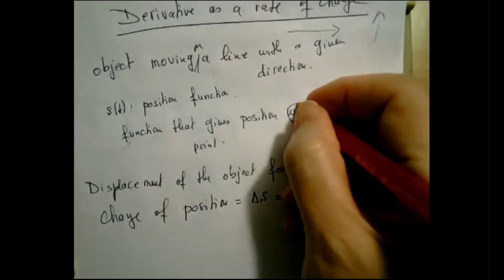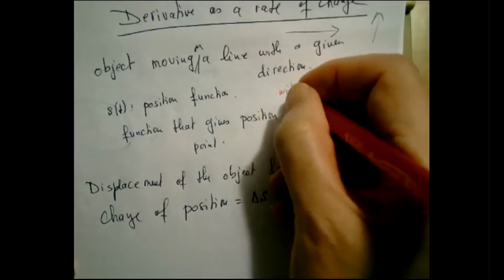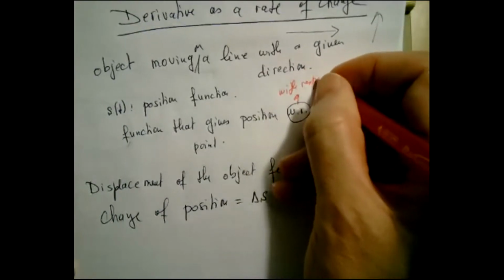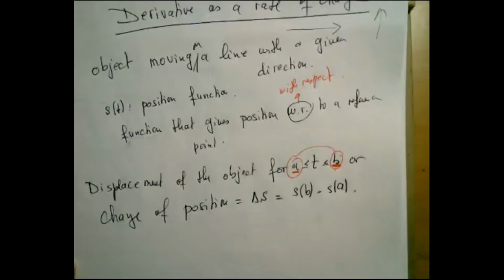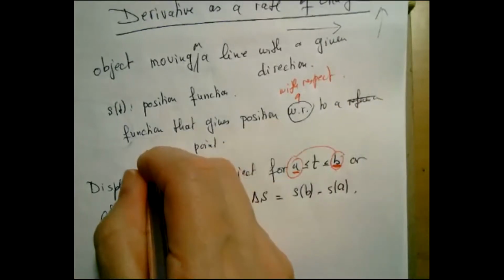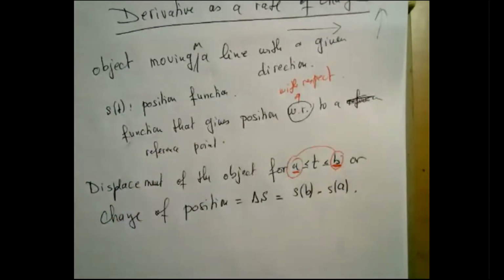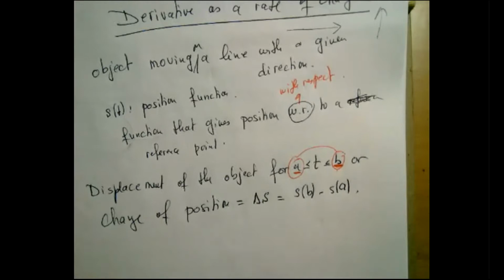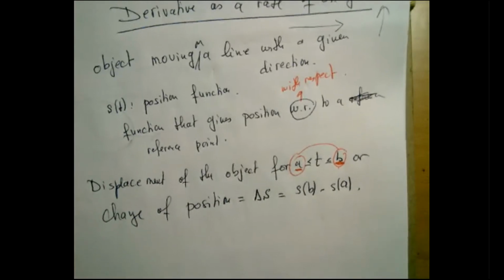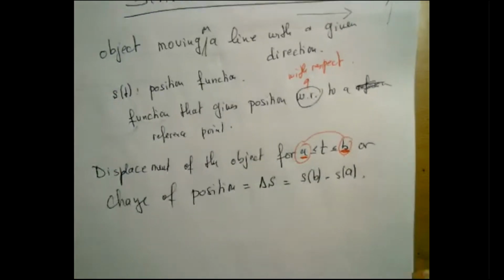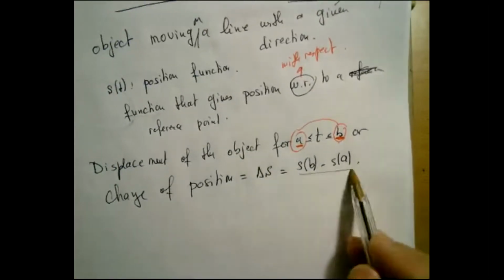Okay, so this reads with respect to a reference point. We have a reference point that we are working with, because I have to tell you where the object is, but from where. So when I take a rock and throw it up, the reference point could be the ground level. I will tell you the position with respect to the ground level. Ground level is actually the reference point. So the displacement, or the change of position, is given by that.